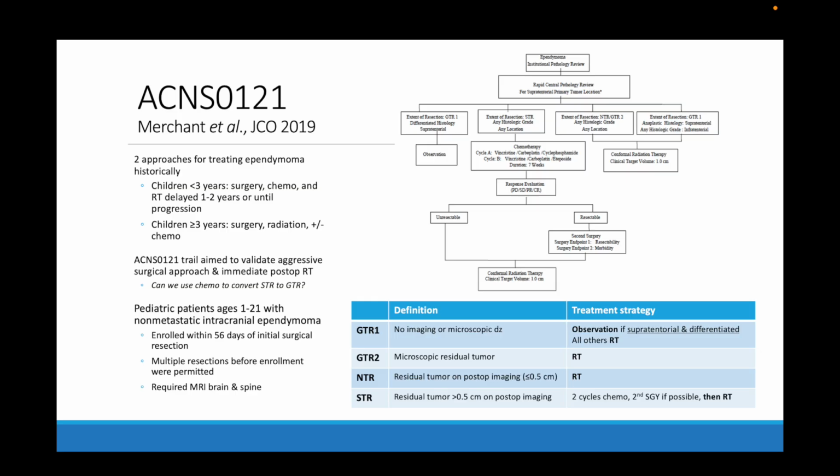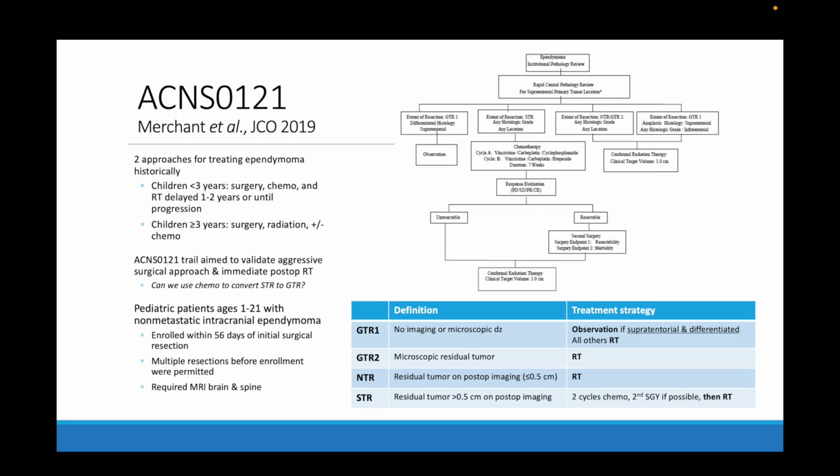And then finally, if the patients had subtotal resection, meaning they had residual tumor measuring more than 0.5 centimeters on post-op imaging, the patients were then treated with 2 cycles of chemotherapy, followed by a second surgery if possible, and then they were treated with radiation. The chemotherapy that they received is shown in the flow diagram up above, but they got 2 cycles. They got cycle A consisting of vincristine, carboplatin, cyclophosphamide, and then cycle B consisting of vincristine, carboplatin, etoposide. So both cycles were vincristine-based chemotherapy, and this was for 7 weeks. And then they were reevaluated for possibly a second surgery, and then they got radiation.